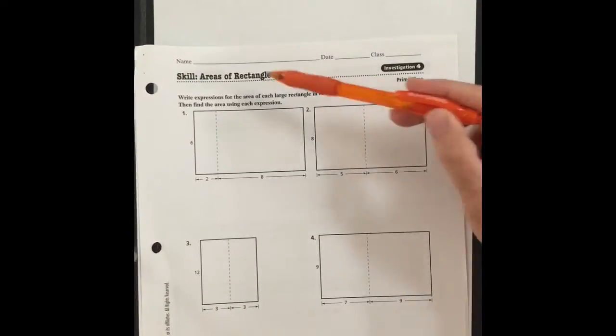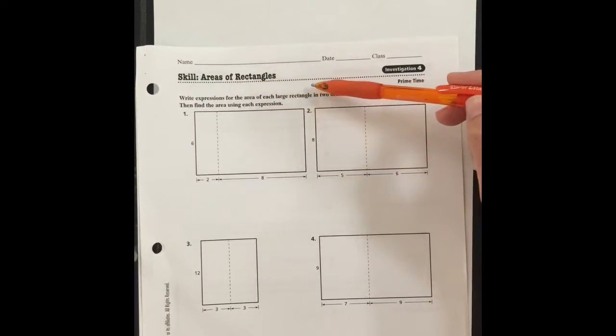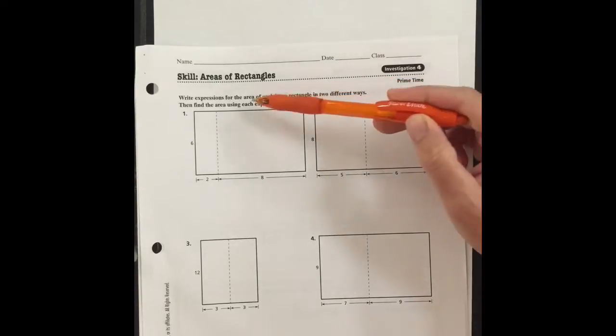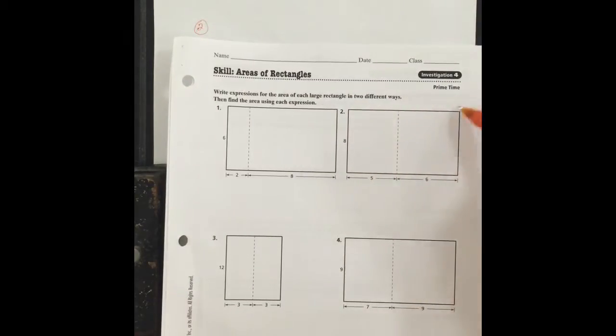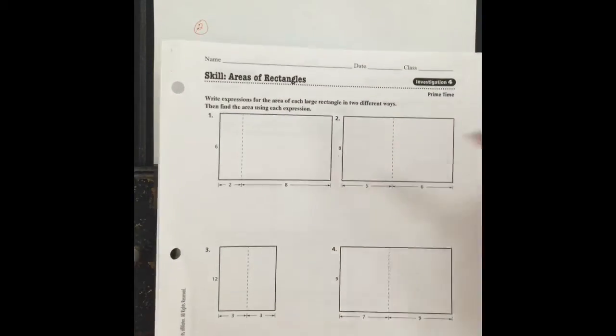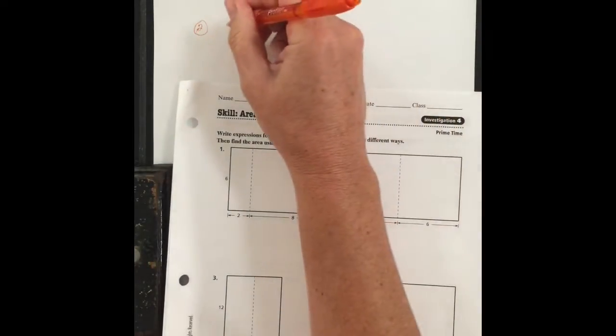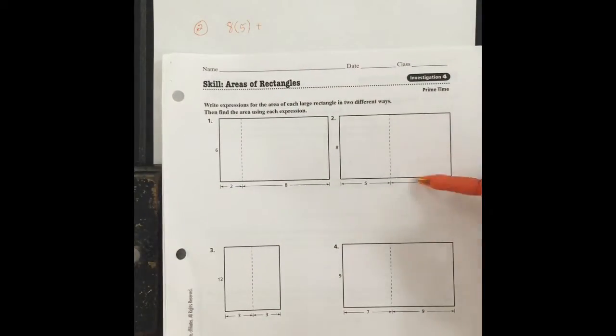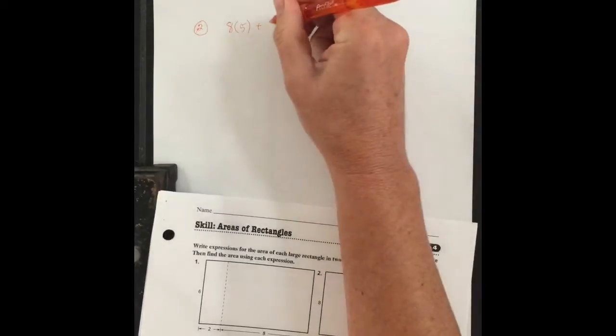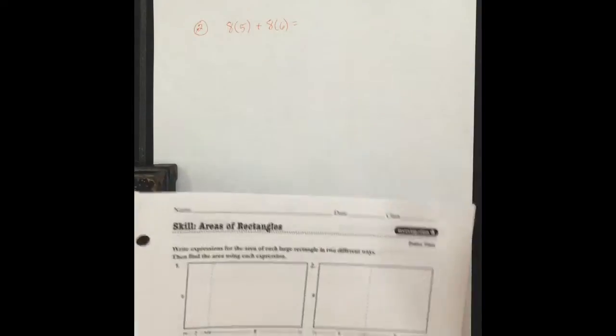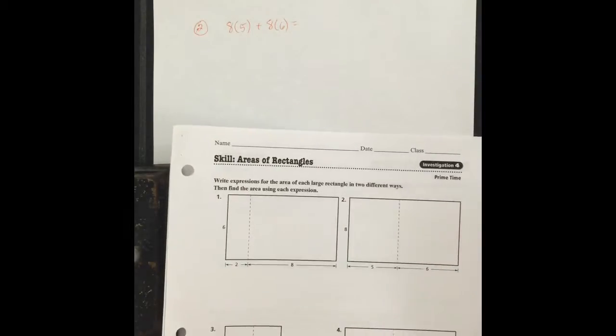Number 2 says write expressions for each area of each large rectangle in 2 different ways, then find the area using each expression. So for number 2, I could look at this as 2 small rectangles or 1 large rectangle. If I look at it as 2 small rectangles, I have 8 times 5, that gives me the area of this one, and 8 times 6, that'll give me the area of this one. So I add those together, and it gives me the area of each of the small ones. Put it together, you have the area of the large one.